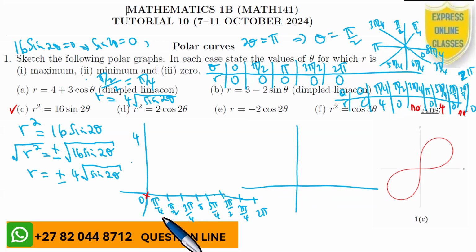At pi over 4, it is 4. At pi over 2, it's 0. At 3 pi over 4, it is non-real. At pi, it becomes 0. So at pi over 2, it becomes 0. So you have this graph. Now the graph is non-real here, but at pi, it becomes 0. At 5 pi over 4, it becomes a 1.